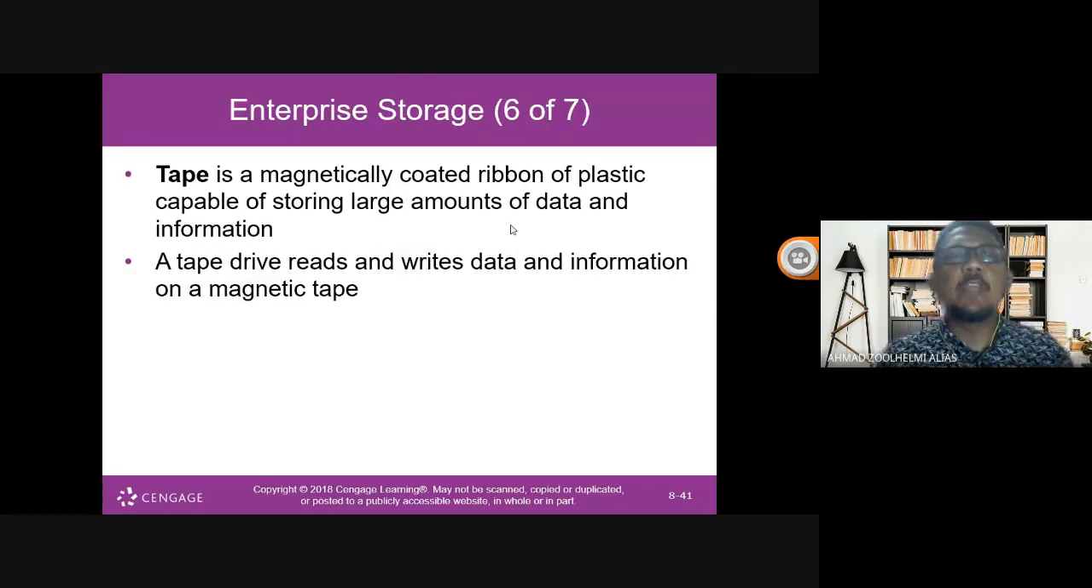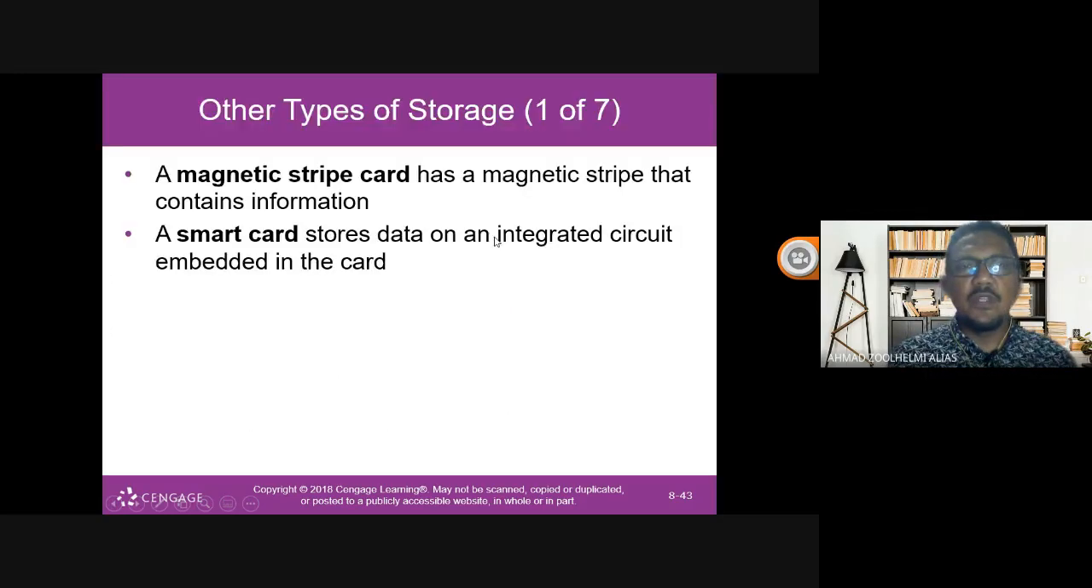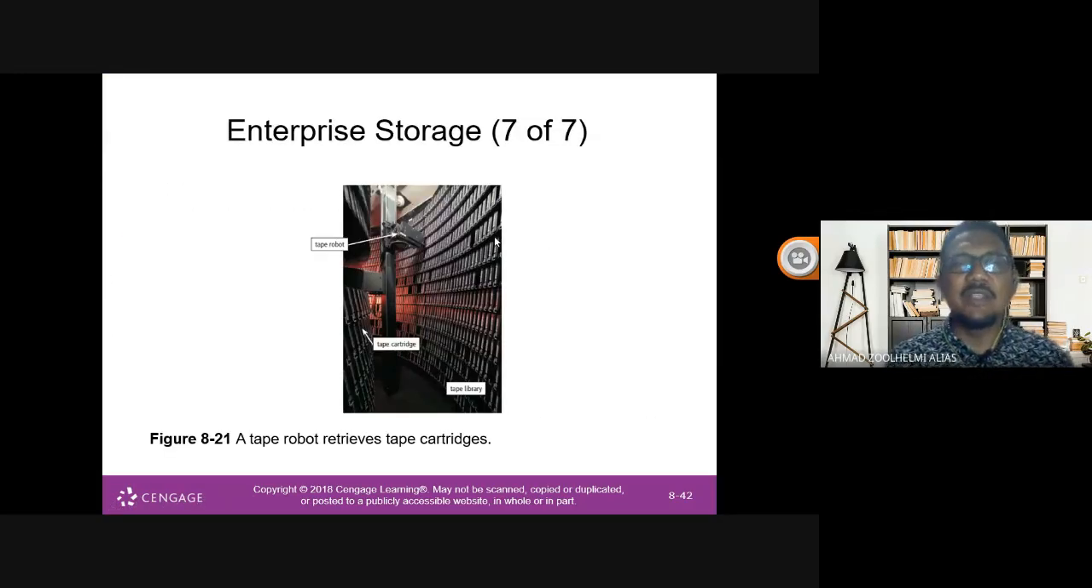Okay, yang ni yang paling lama, tape. Tape is a magnetically coated ribbon of plastic capable of storing large amount of data and information. A tape drive reads and writes data and information on a magnetic tape. Kalau tengok cerita tahun yang lama-lama, tahun 60-an, 70-an, kalau tengok macam mana manusia pergi ke bulan tahun 73, tahun 69. Okay, kalau tengok NASA masa dia guna tape. Tape tu macam mana? Macam ni lah. Yang ni cartridge ni lebih moden ya. Kalau dulu dia guna tape yang bulat dia, ada dah sekarang. Dulu ada, sekarang tak ada. Dia dalam bentuk bulat.